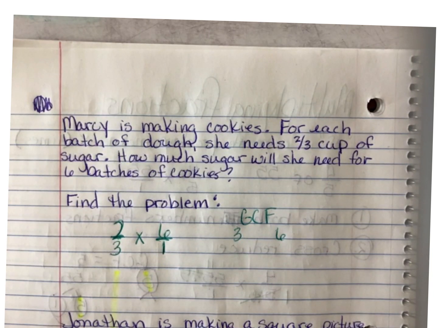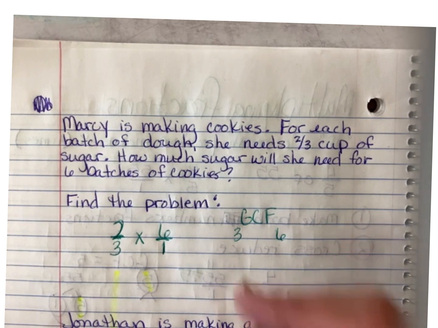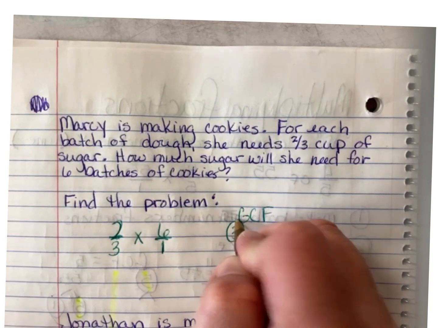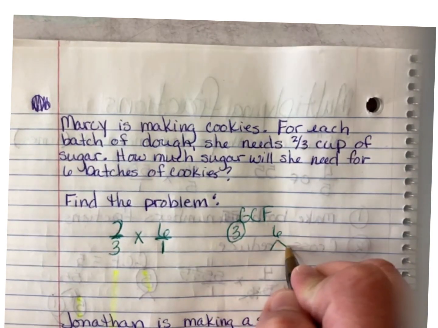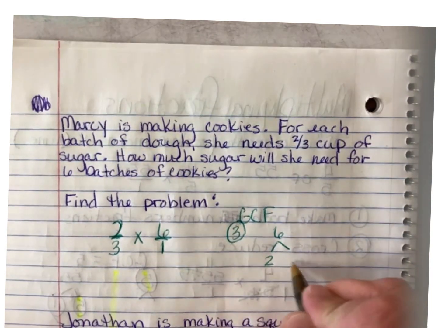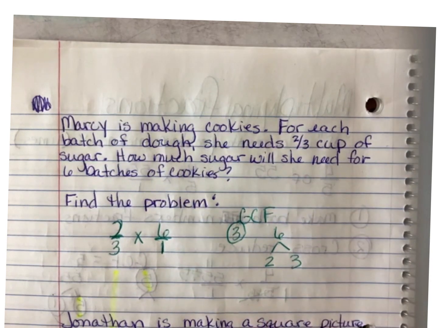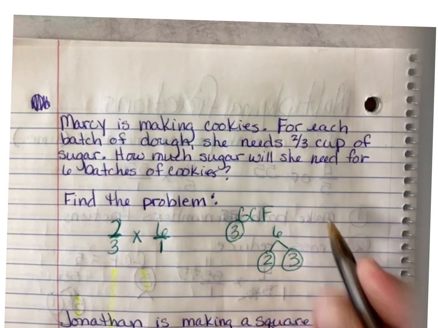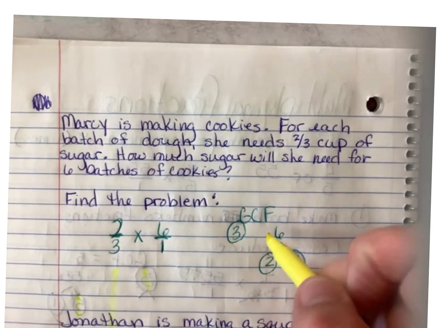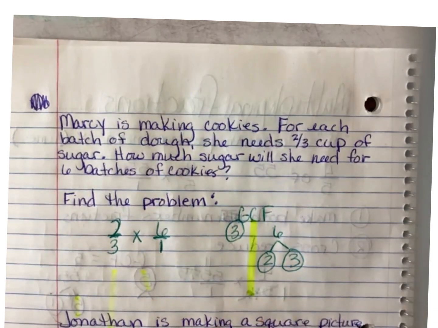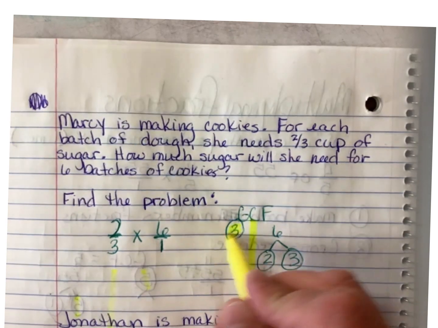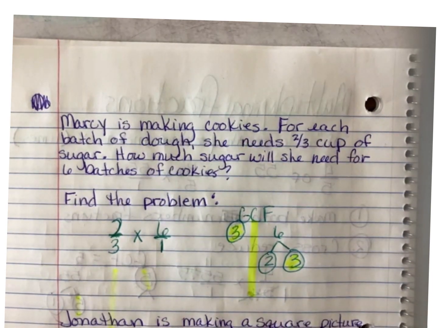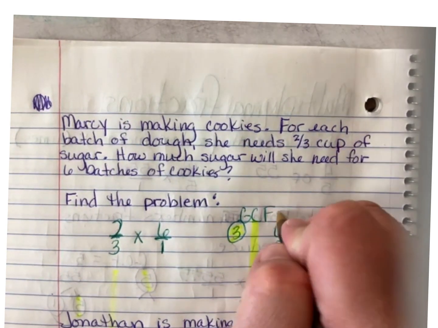Well, what do we know about 3? We know that 3 is already prime, but we can split 6 into 2 and 3. And we know 2 is prime and 3 is prime. So then we look for what they have in common. Well, I see a 3 and a 3. So my GCF on this one is going to be 3.